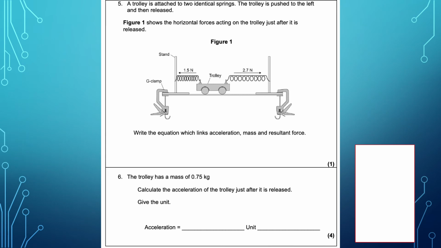Okay. Number 5. This one's a new type of question. A trolley is attached to two identical springs. The trolley is pushed to the left and then released.